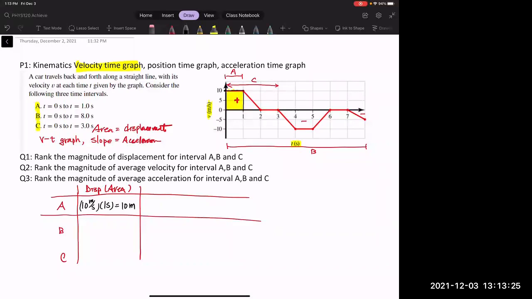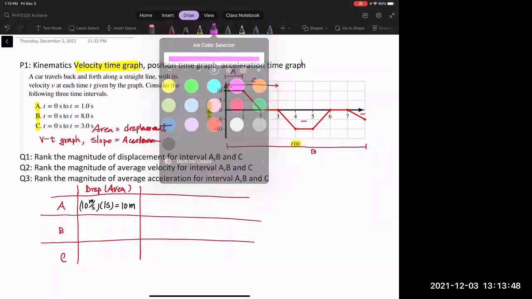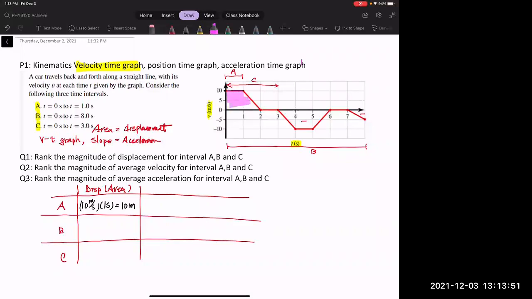If you look at the B, let's look at the B. The B is a little bit more complicated because B encloses all range of the time, and you have 3 different places that you have the area. So if we now look at the B, and the B has this part here, and this part here, and this part here. Okay. Now be careful when you calculate the area. This is a positive, this is a negative, this is a negative. Okay.